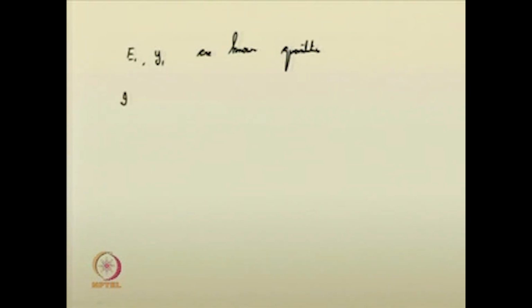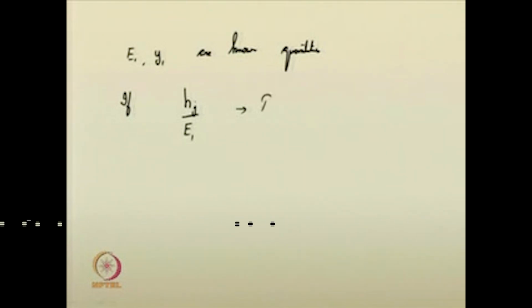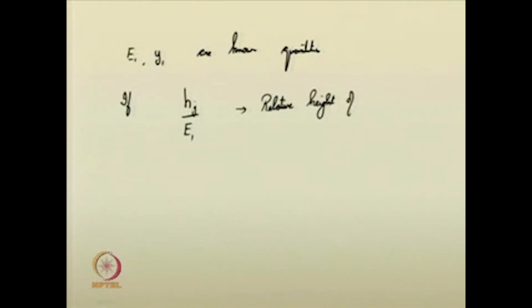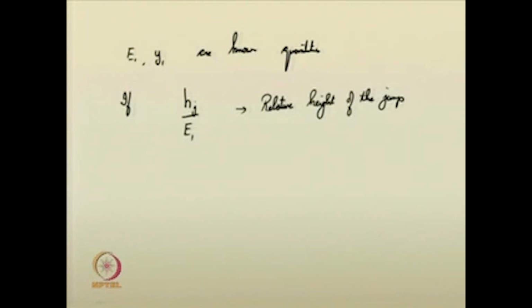If the ratio h j by E 1 is obtained, then this quantity is called the relative height of the jump. This is called the relative height of the jump. So this is a more useful value. Of course, we will see how it is useful, and we can also demonstrate it.